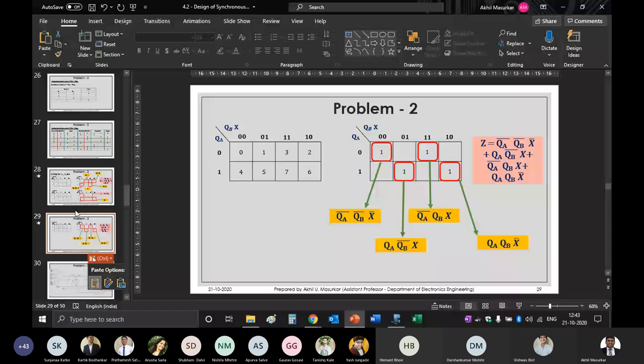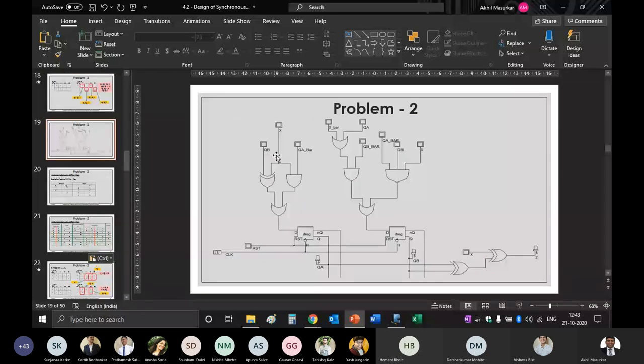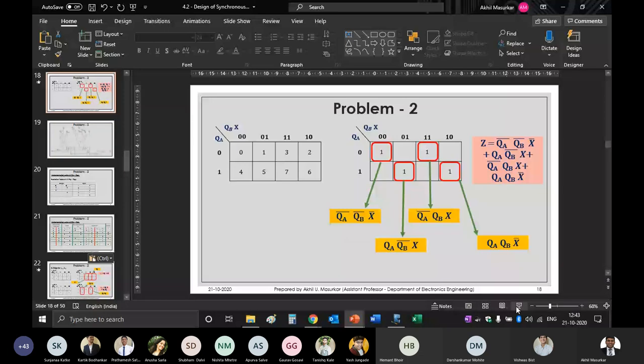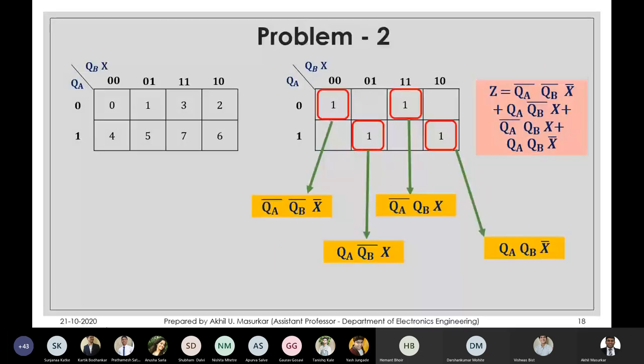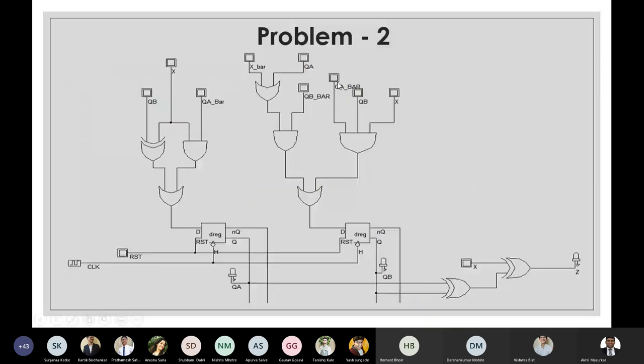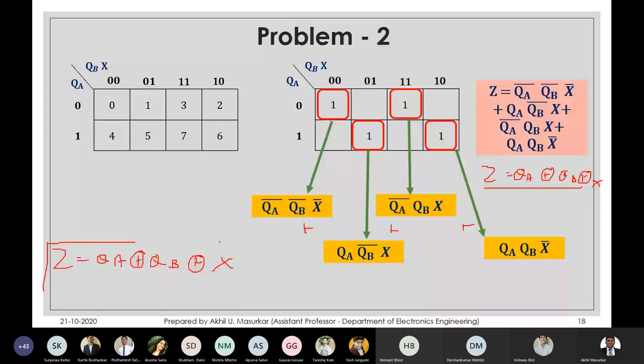So that is absolutely right. So this will become now like this. Z becomes QA XOR QB XOR X. So this plus this plus this becomes like this. Okay. So that's right.